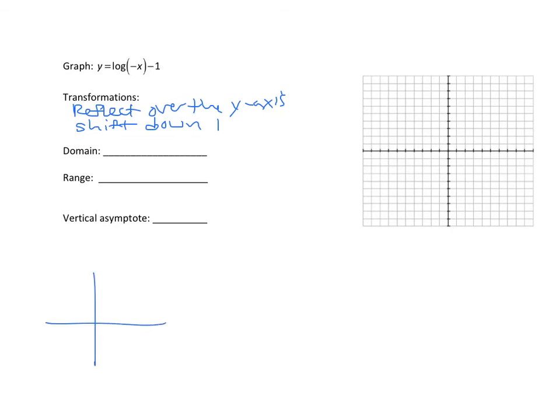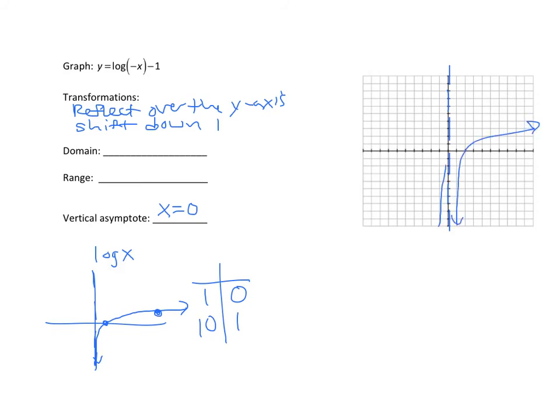So remember our graph of log of x had a point at (1, 0) and then a point at (10, 1). And it looks like this. It had a vertical asymptote at x equals 0. We have no horizontal shift, so the asymptote is going to stay at x equals 0. Now, since we're reflecting over the y-axis, the graph was over here, but then it's going to flip and be over here. But let's draw it prettier. Okay, so it's reflecting and it's going to be on the other side of the y-axis, and then it also is shifting down 1.